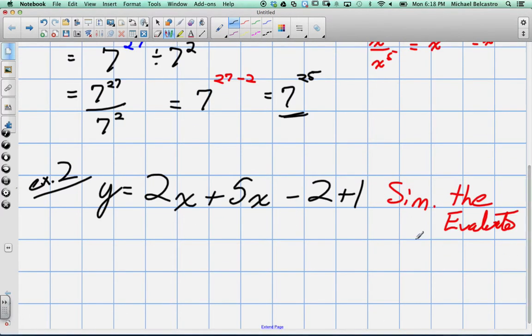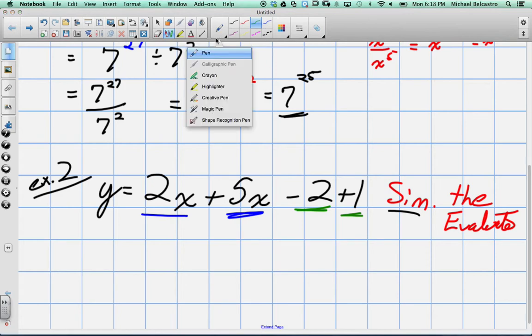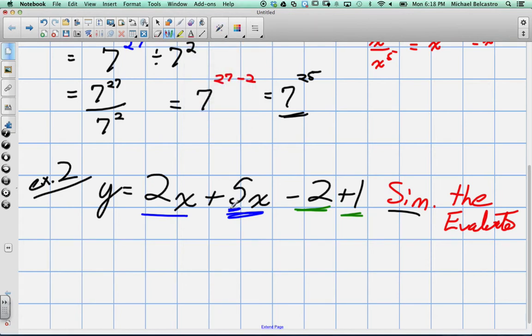So this is probably a better example to work with. Let's say first we're going to simplify, and then evaluate. So simplify. I'm going to collect my like terms. My 2x and my 5x are like terms. And my negative 2 and my 1 are like terms. They're constants. You're going to get into this a little later, okay? When we add these together, we take what's called the coefficient. The coefficient is the number in front of x.